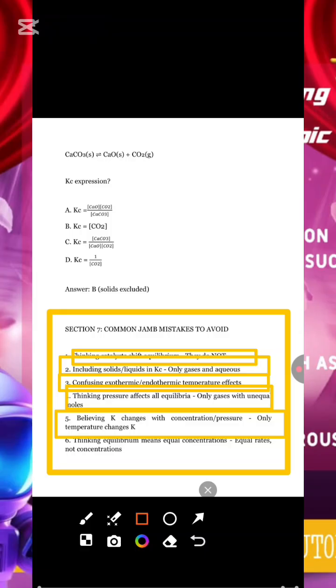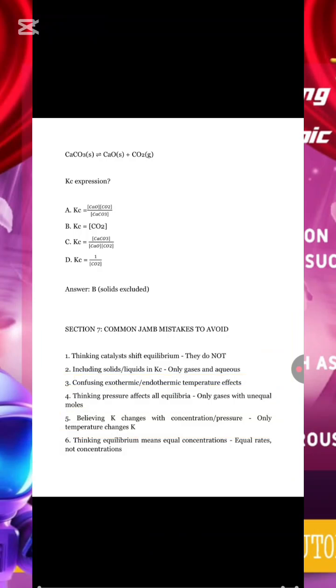Now, number 6, thinking equilibrium means equal concentration, which is wrong. Equilibrium only means that the reaction is happening at a constant rate, and all the concentrations are constant. They do not have to be equal.